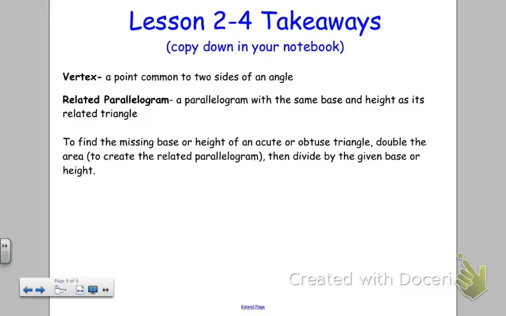Okay, our takeaways. First, a vertex. I don't know if I talked too much about that, but a vertex is a point common to two sides of an angle. A related parallelogram. Well, a parallelogram with the same base and height as its related triangle. And finally, to find the missing base or height of an acute or obtuse triangle, double the area to create the related parallelogram, and then divide by the given base or height, whichever one they give you.